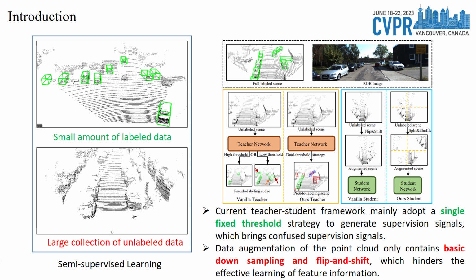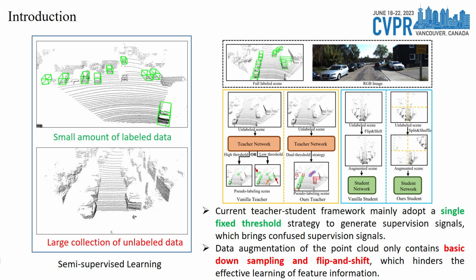Besides, the data augmentation of the point cloud in the typical teacher-student framework is too weak, and only contains basic downsampling and flip and shift, which hinders the effective learning of feature information. Hence, we address these issues by introducing a novel approach of hierarchical supervision and shuffle data augmentation, which is a simple yet effective teacher-student framework.